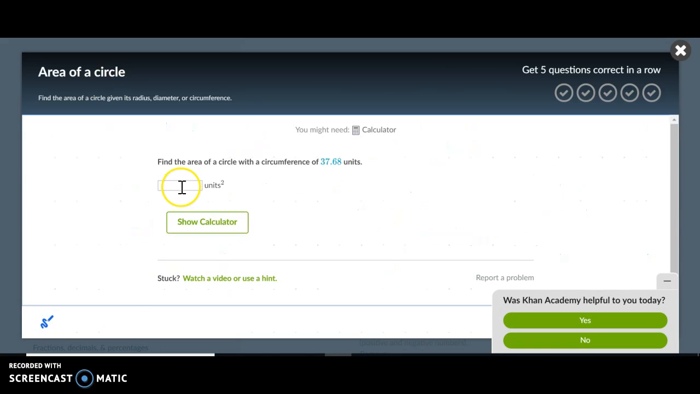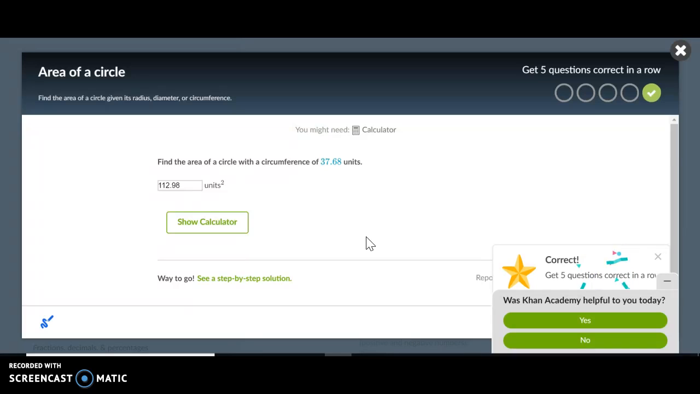If I put in 112.98, it should be correct. Let's go ahead and click enter, and it shows that we are in fact correct.